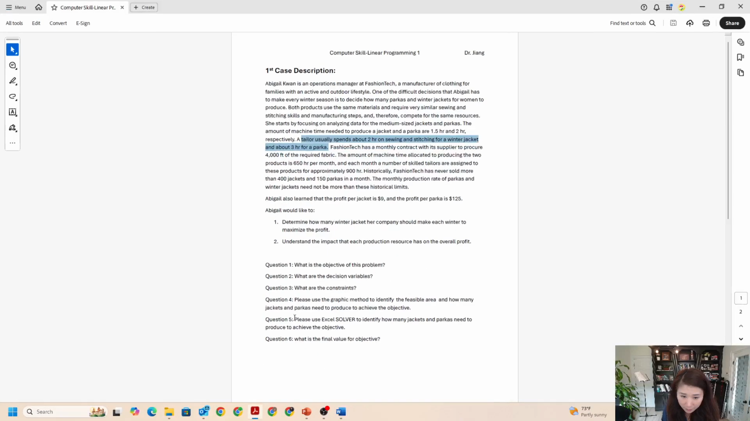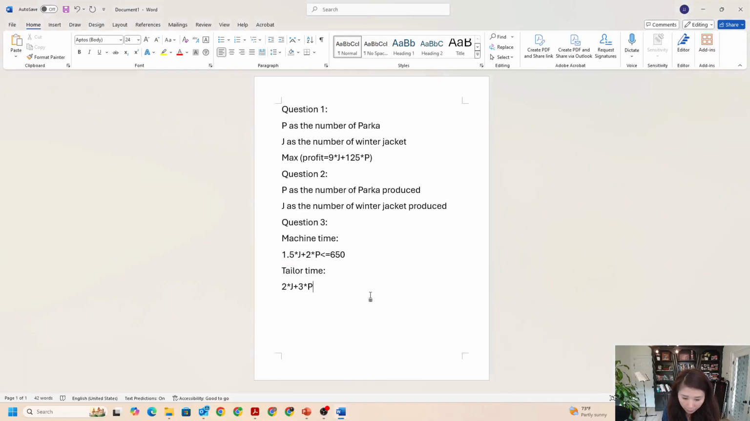Okay, so for this there is a constraint, right? Because each month the number of hours the Taylors are assigned to this production is about 900 hours. So it has to be smaller than or equal to that availability of the resource, right? So this is the second constraint. Okay, so this is my first constraint, and this is my second constraint. This is my third constraint. And we're not finished yet because we also have the market constraint.